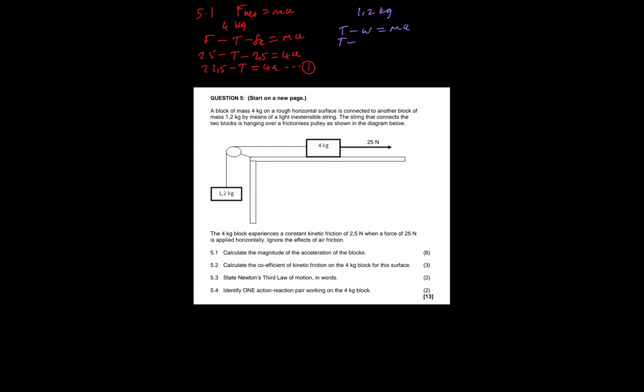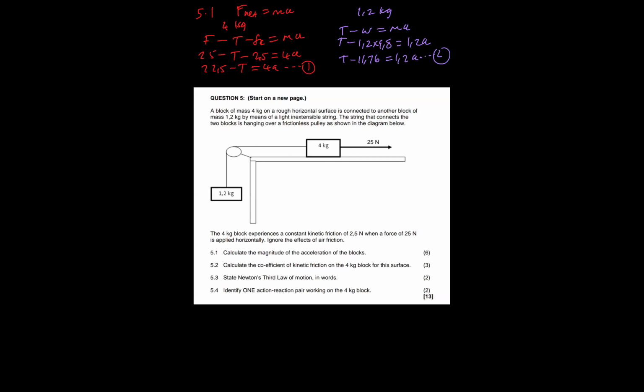So T minus that one. Weight is mg, ne? 1,2 multiplied by 9,8. What is 1,2 multiplied by 9,8? 1,2 times 9,8 is 11,76. This is equation number 2.